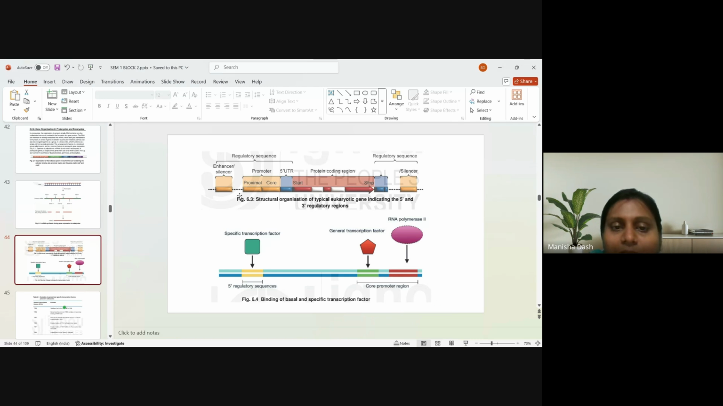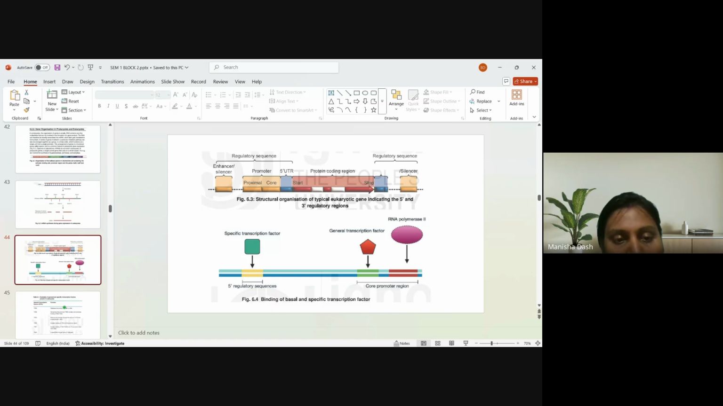So here, as you can see, this is the regulatory sequence. Regulatory sequences control the expression of the gene, like whether the gene should be expressed more or less, or whether it should be expressed at all or not. So the regulatory sequence includes the enhancer, the silencer region, and the promoter region.